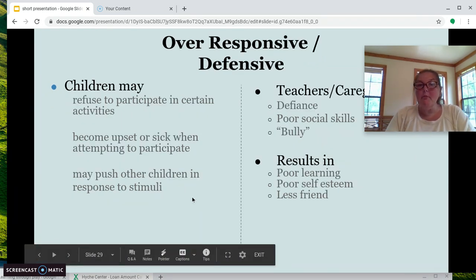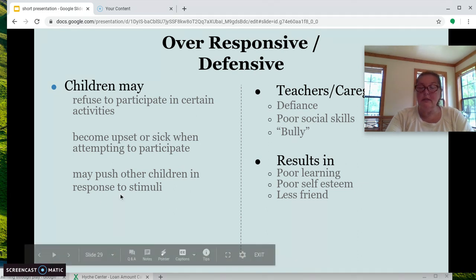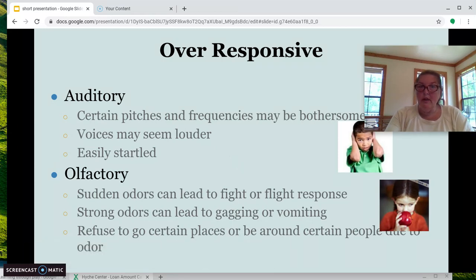Now, the last type of modulation is defensiveness or over responsiveness. These children tend to be seen as some behavior concerns. They may get upset when encouraged to participate or even seen as a bully because they push kids away. So, for our over responsiveness to auditory input, these are kids who may ask others to be quiet. They may cover their ears and startle very easily.